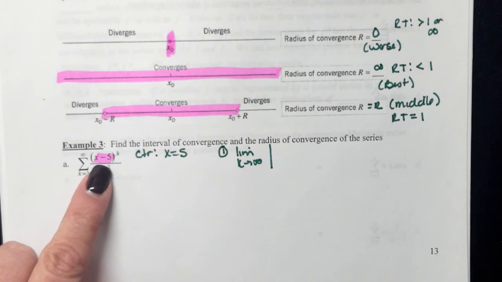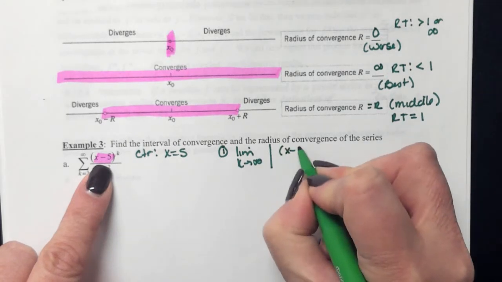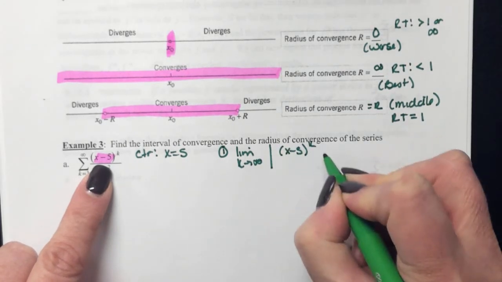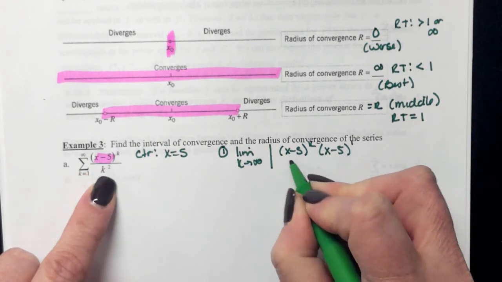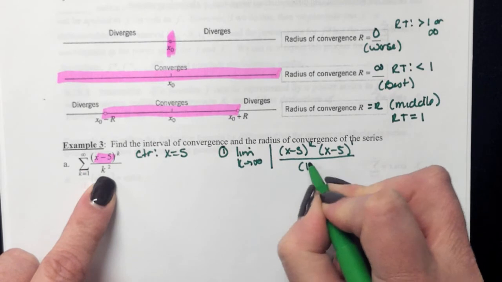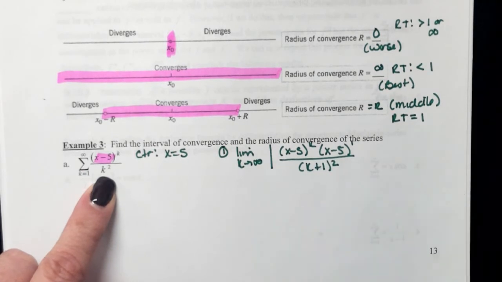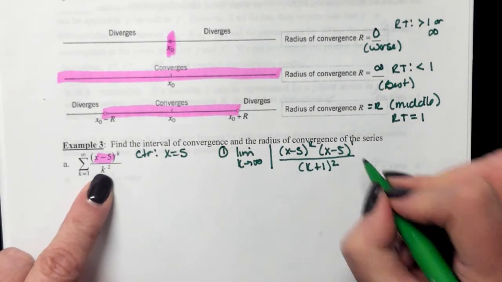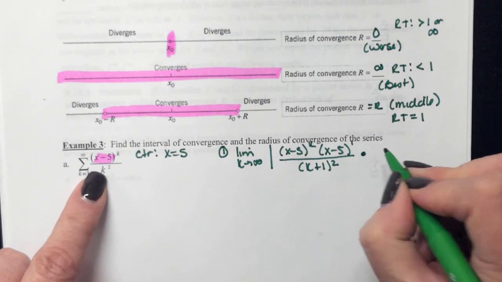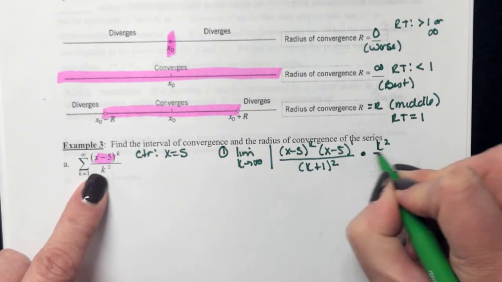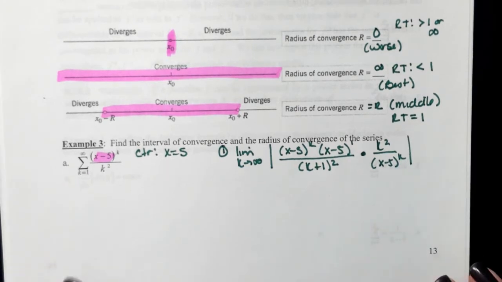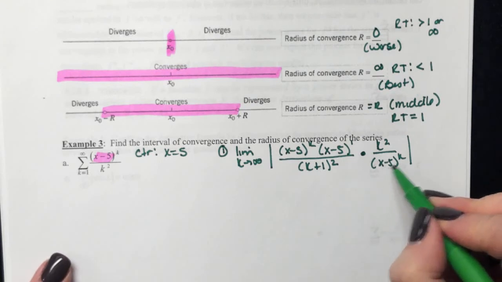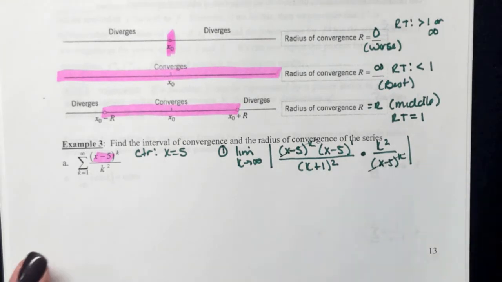So I'm going to find the limit as k goes to infinity of the absolute value of u sub k plus 1, so it's going to be parentheses x minus 5 raised to the k plus 1, or x minus 5 to the k, times x minus 5 to the first, all over k plus 1 squared. Divide by u sub k, or multiply by the reciprocal, which is k squared over x minus 5 to the k. Simplify as much as you can, so my x minus 5 to the k will cancel.